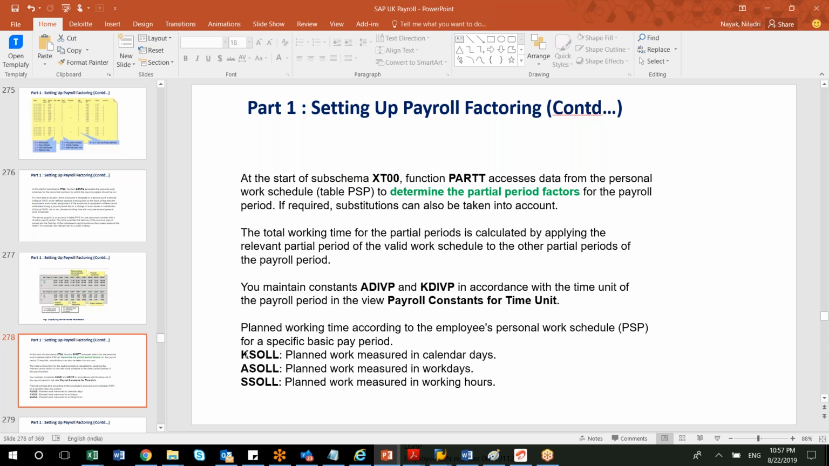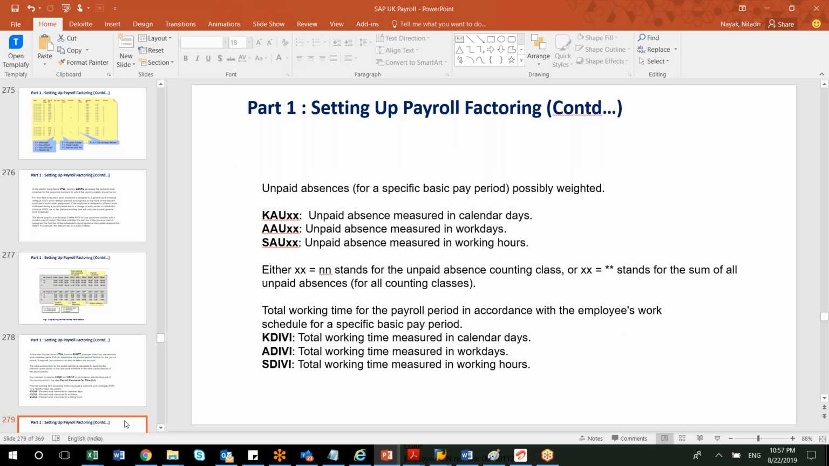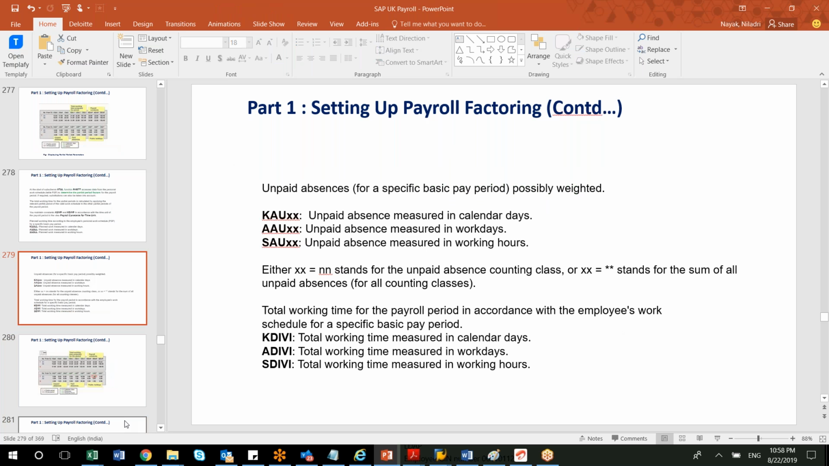And the naming convention, you just remember K is always calendar days, and ASO double LL is for working days, and if it's a double SO double L then it is for planned work measured in working hours. These deviations and calculations you will be able to see whenever we run any payroll and identify these scenarios. Similarly, this was all about your planned working time as per PSP. Similarly, for unpaid absences, how these unpaid absences are calculated is covered in another set of constants, say KAU, XS.